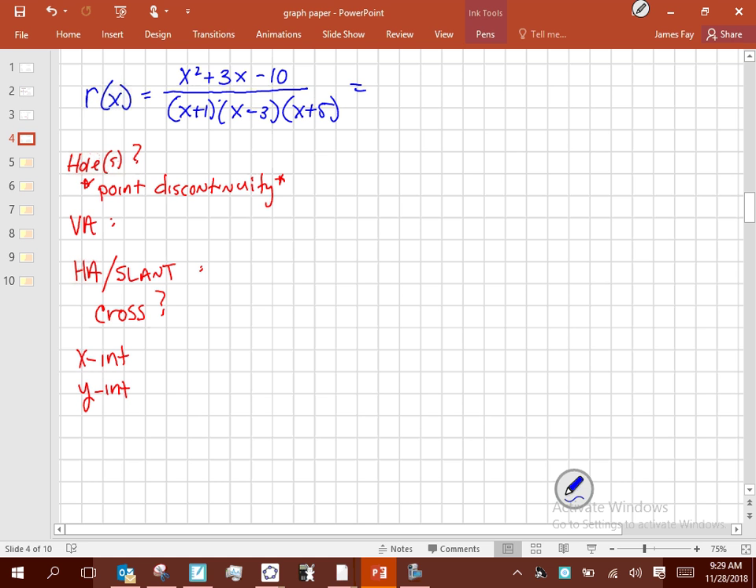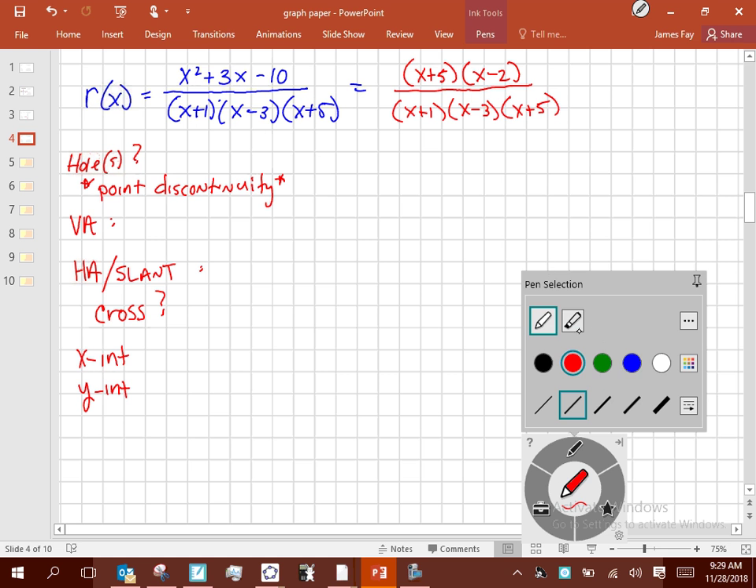So, again, what we always like to do with this stuff is factor, right? Number one thing, factor every single part. So here all I've got to do is factor the top, right? So it gives me x plus 5, x minus 2. Bottom was already factored for us. Okay? What do you recognize there when we factor the top and factor the bottom?